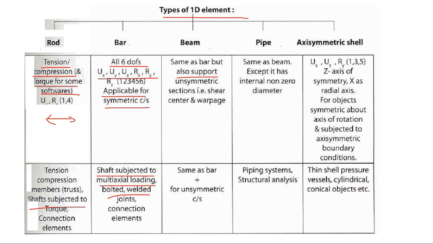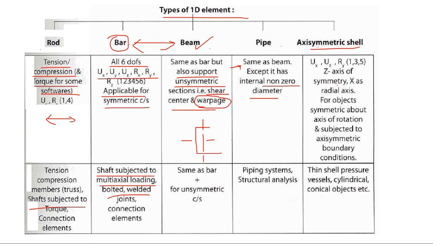Beam is same as bar, but also supports unsymmetric sections, that is shear center and warpage. So the difference between bar and beam is the unsymmetric cross section. Unsymmetric cross section means sometimes it is symmetric on one side, but on the other side it's not. So shear center and warpage are supported by the beam element, but not supported by the bar element. Pipe is the same as beam except it has an internal non-zero diameter.